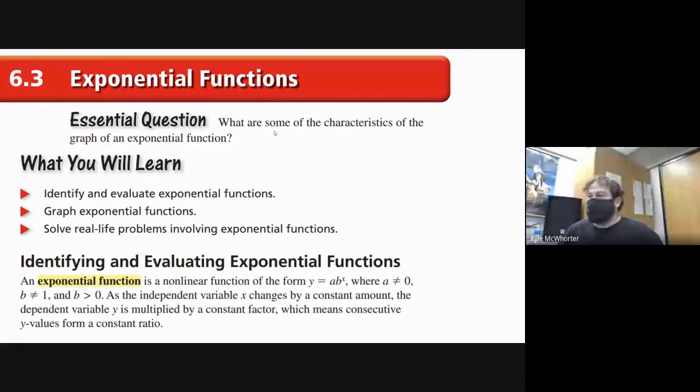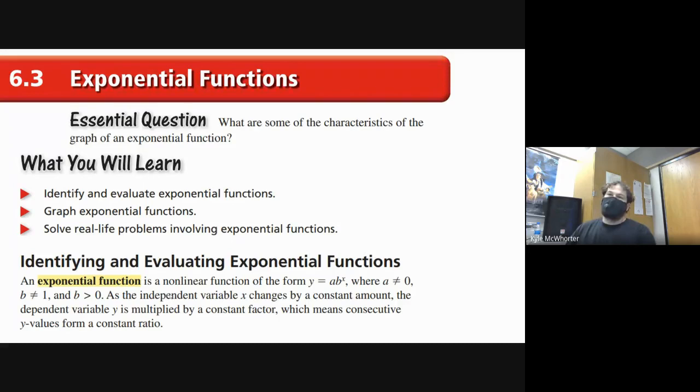Hello. So today we're going to learn about exponential functions. We're going to learn how to identify them and evaluate them. We're going to learn how to graph them, and we're going to learn how to solve some real life problems that involve exponential functions. So down at the bottom here, an exponential function is a non-linear function of the form.